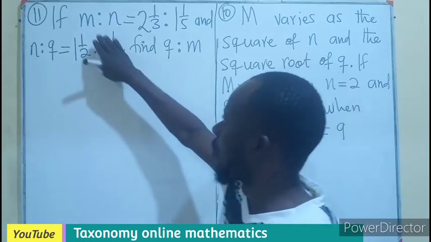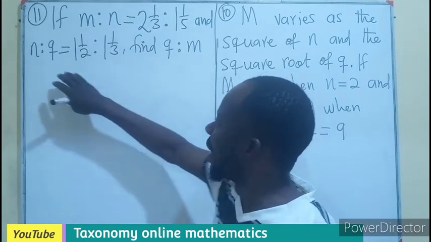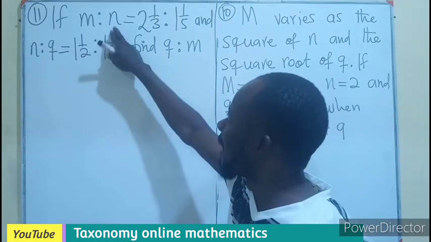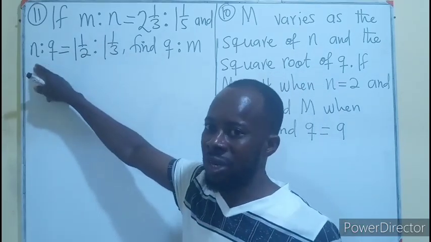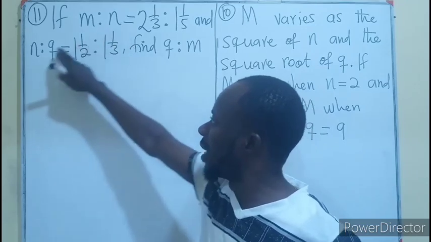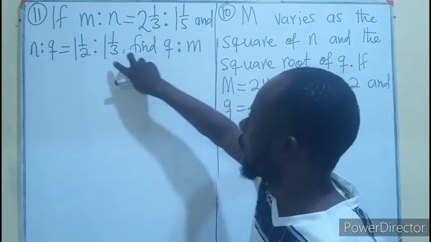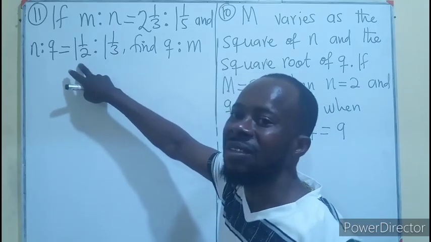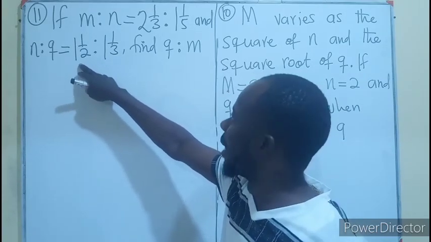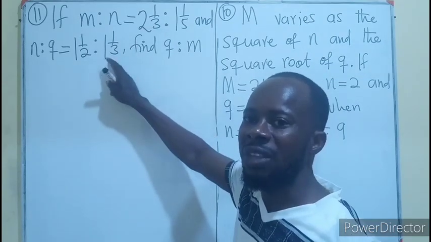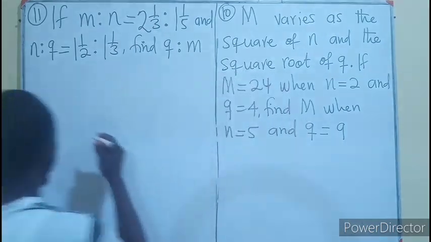Good. Now, if you compare the first ratio with the second ratio, you can see we have a common term, that is n and n. So in the actual sense, if n and n are the same, then it means this ratio and this particular one must be the same. If they are the same, then we can say that the first one equals the last one. All right, let's see how we can do that.